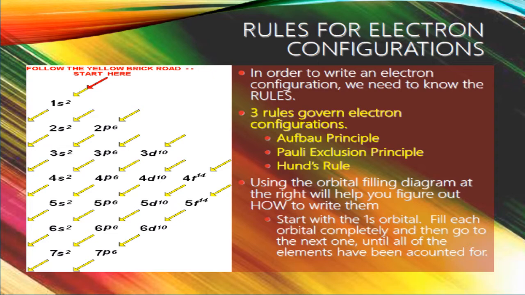You have to fill the orbitals using the orbital filling diagram. So start with the 1s orbital. Follow the yellow arrow mark and fill each orbital completely and then go to the next one until all the electrons have been accounted for.